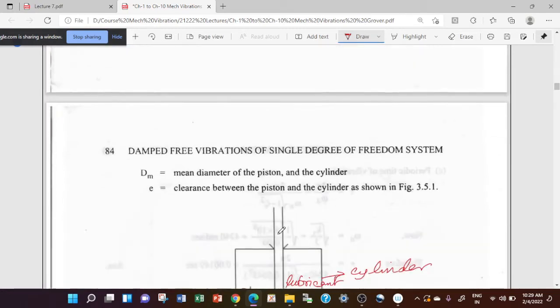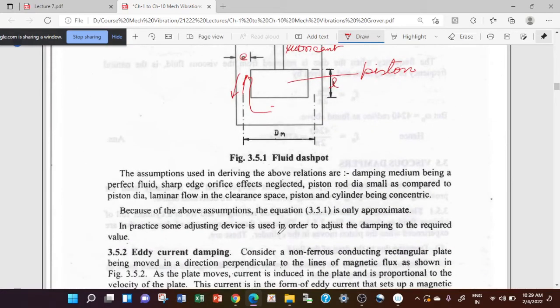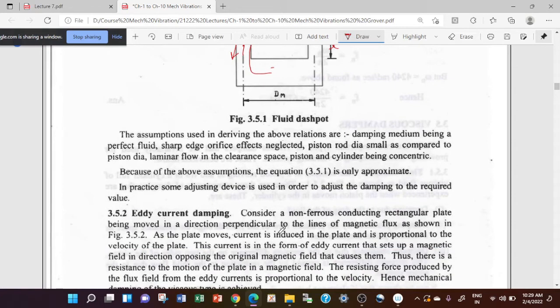Basically this formula is based on certain assumptions, like damping media is perfect fluid, sharp edges, orifice effect is neglected, piston rod diameter is small as compared to the piston diameter, laminar flow exists between the clearance space, and piston and cylinder are concentric. These are the assumptions on which this formula has been derived.